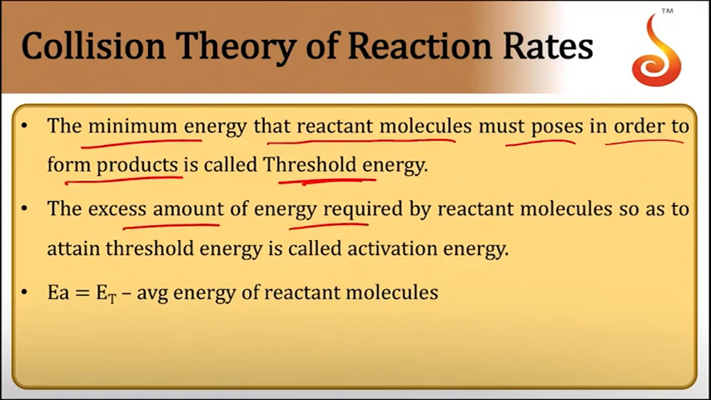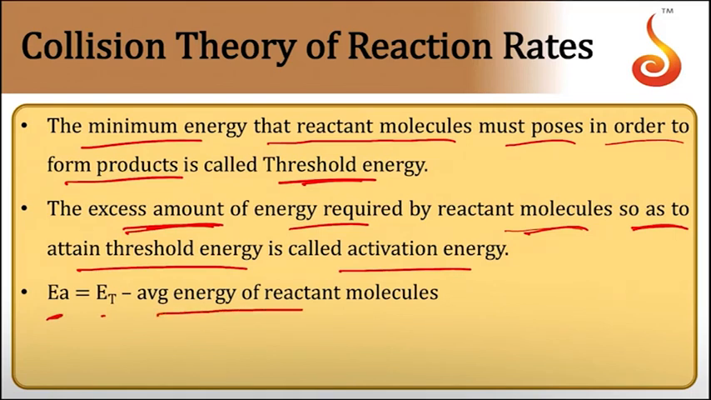And the excess amount of energy required by reactant molecules so as to attain threshold energy is called activation energy, or energy of activation. Energy of activation can be given as ET, threshold energy, minus average energy of reactant molecules. So EA is given by ET minus average energy of reactant molecules.